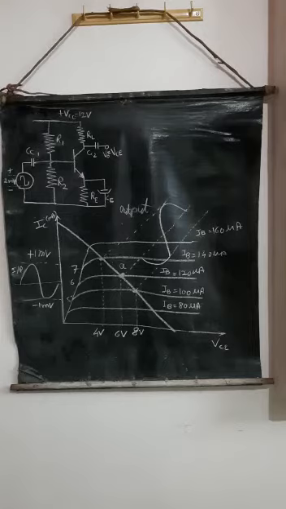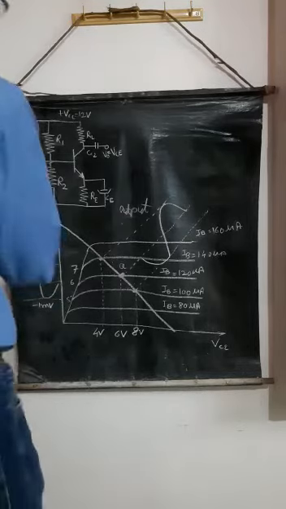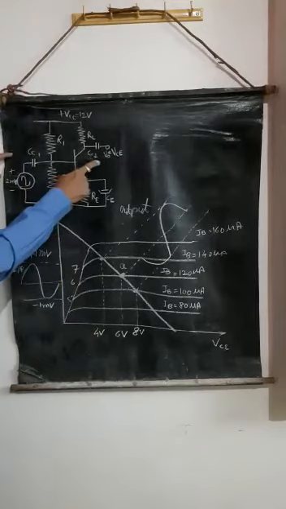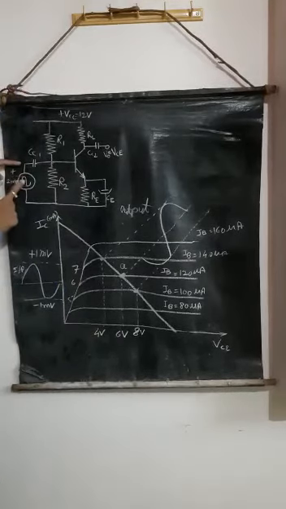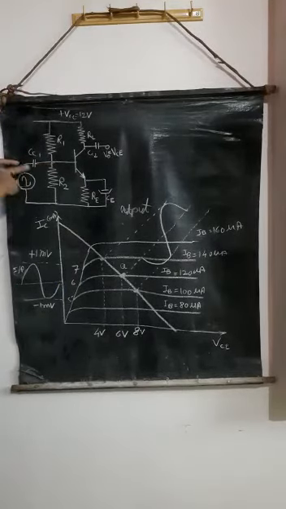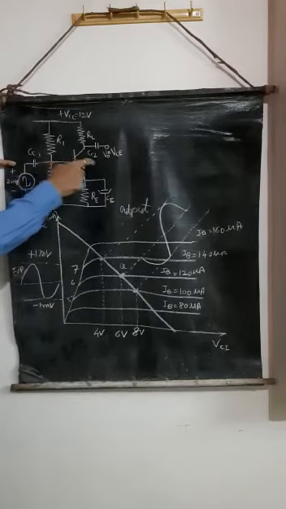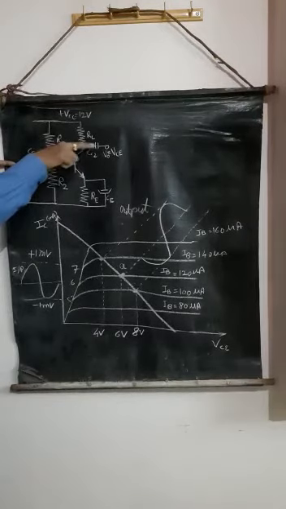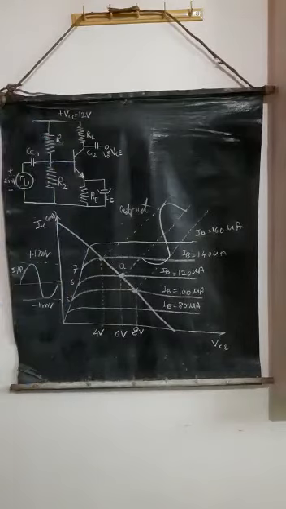Now capacitors Cc1 and Cc2. What is the use of these capacitors Cc1 and Cc2? They couple the AC signal and block the DC flow. They allow the AC signal to flow and block the DC signal. That is why they are called coupling capacitors, Cc1 and Cc2.